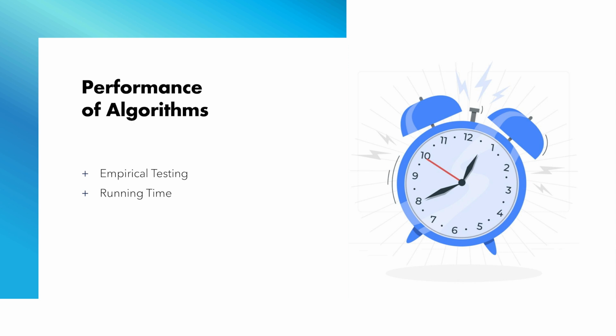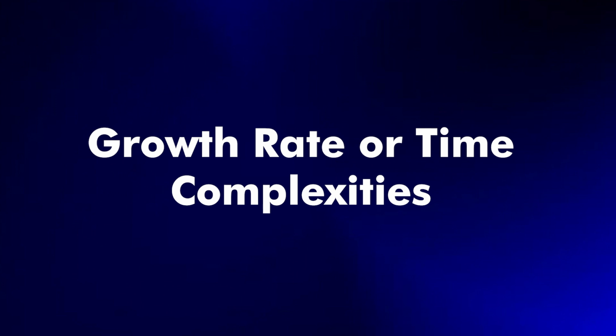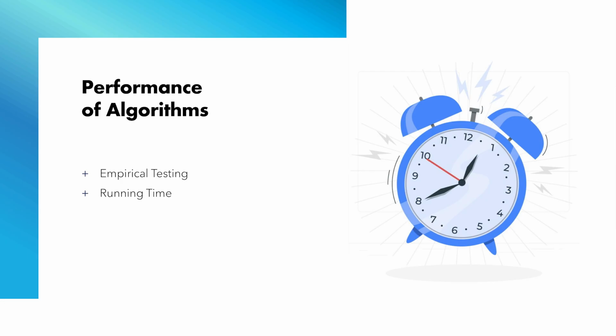Running times are typically represented mathematically. In most cases, running time of an algorithm is expressed as a function of the input size. We can use a variable like n to represent the number of items the algorithm processes and describe its running time in terms of n. This approach helps us to understand how the algorithm performs as the problem gets bigger. This is what we call the growth rate or time complexities. From growth rates, we can determine whether an algorithm is an efficient one or not.